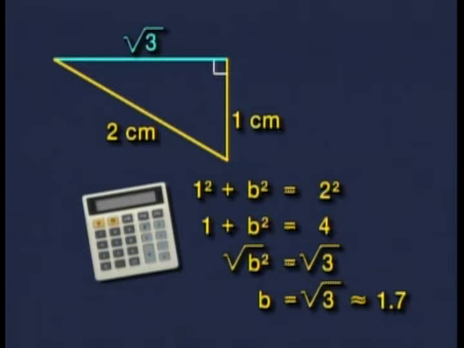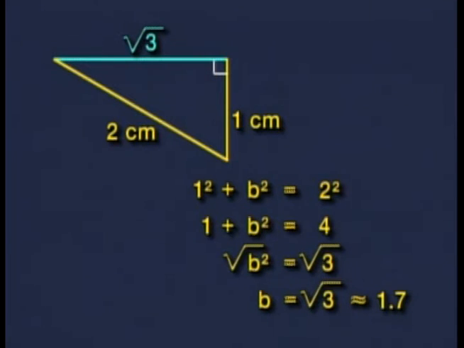It's about 1.7 centimeters. By the way, the length of one side of a right triangle is often an irrational number. When we work with the Pythagorean theorem, we find the square roots of numbers, and the square roots of many numbers are irrational numbers.